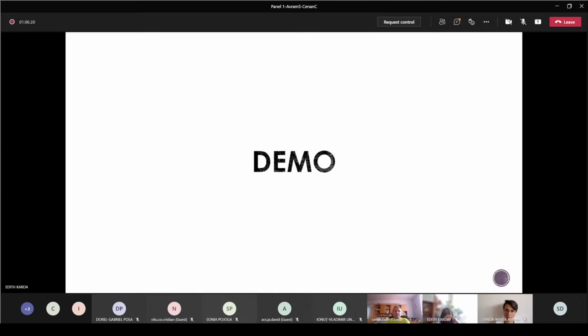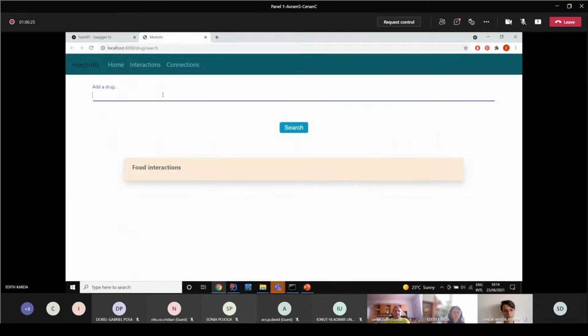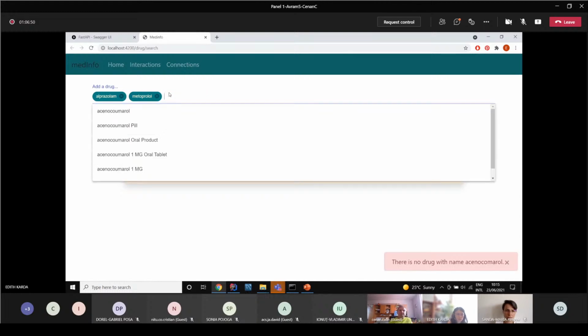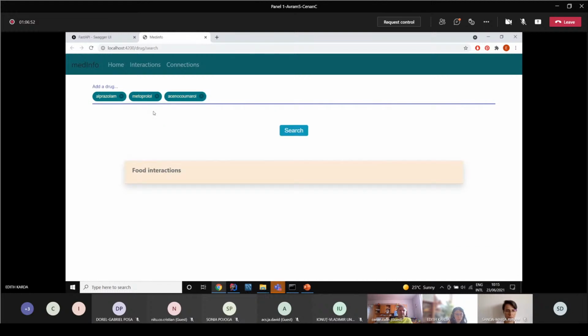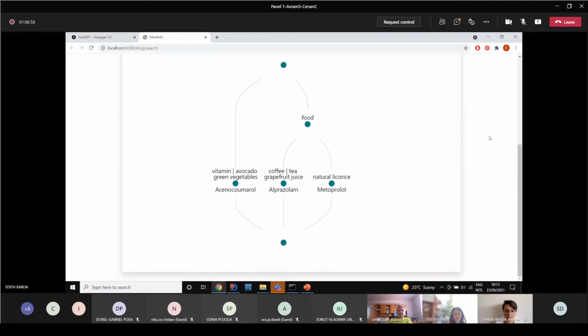And now I want to show you a short demo. Here is the application where I can introduce some drug names. And if I introduce it wrongly, then it should give me some possible correct solutions. And this is the graph which is generated.